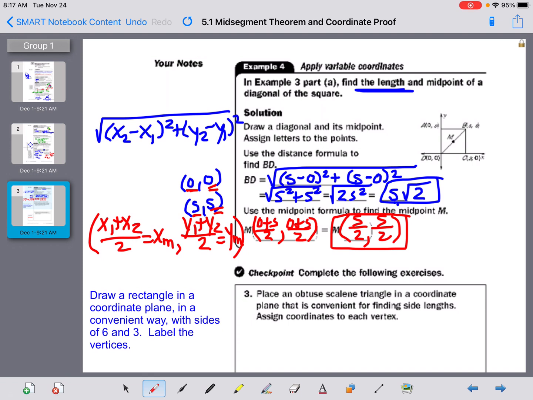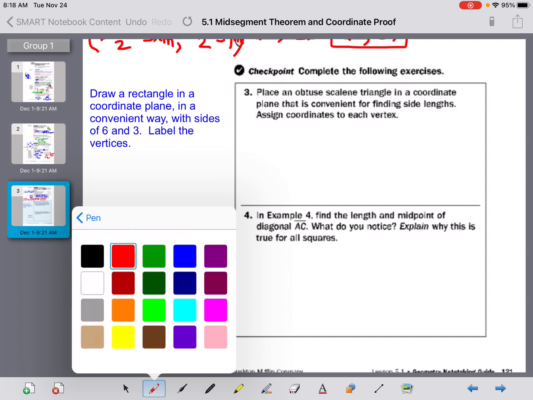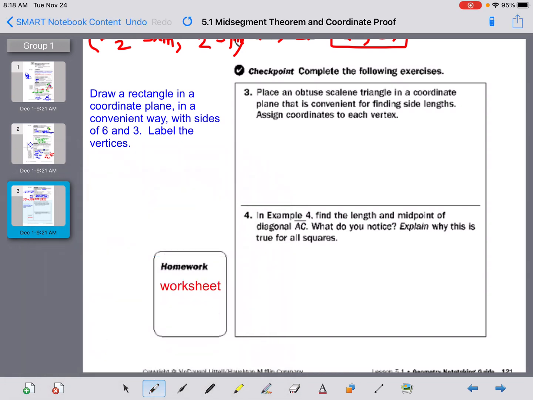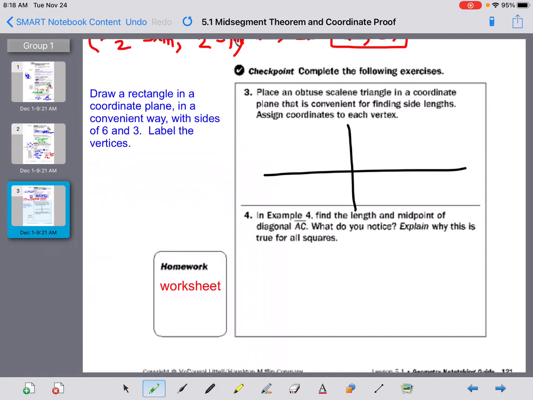Okay? All right. So let's try a couple more. And I know it doesn't always seem like, you're like, why would we do this? But there's a time and place for these, okay? So we do want to know how to do them, okay? Let's get our coordinate plane going here. And this time we want to have an obtuse scalene triangle in the coordinate plane that it's convenient for finding side lengths.